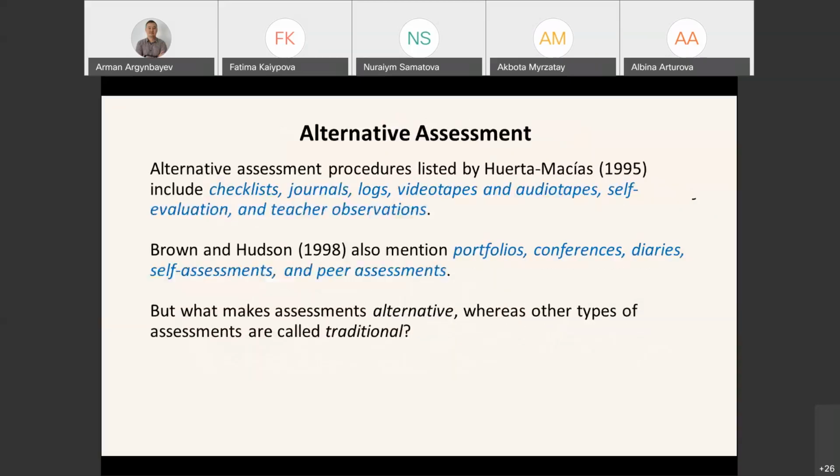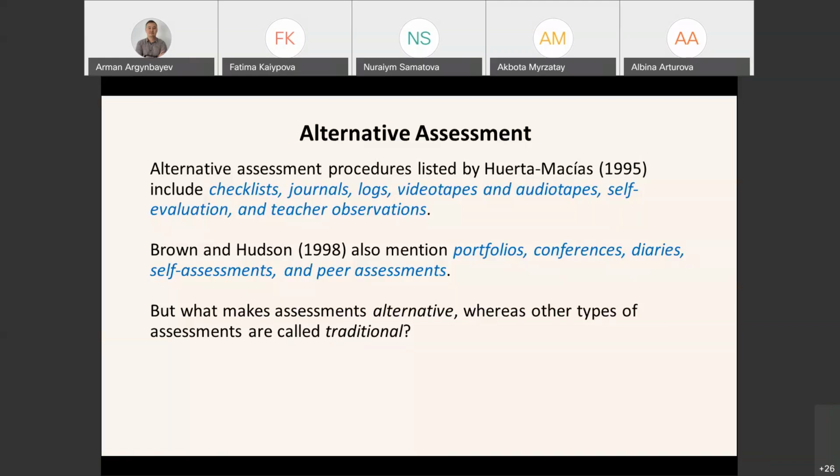All right, and let's continue with alternative assessments. Alternative assessment procedures listed by Huerta-Macías are these: checklists, journals, logs, videotapes, audio tapes, self-evaluation, and teacher observations. Brown and Hudson add a few more, like portfolios, conferences, diaries, self-assessments, and peer assessments.